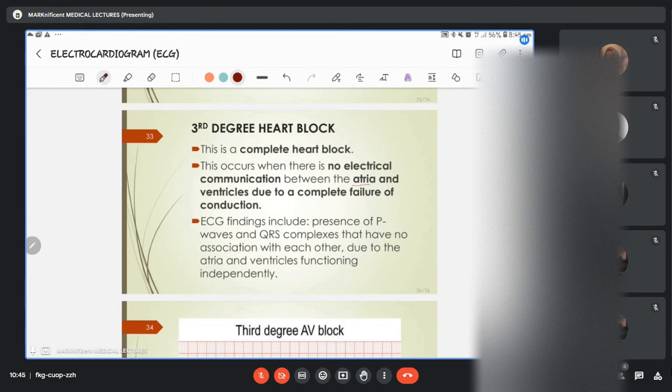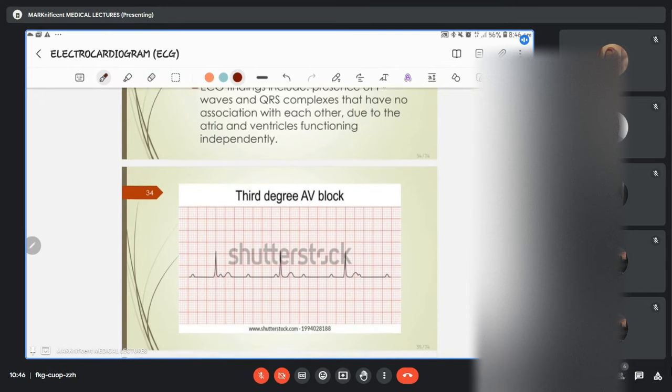The SA node doesn't really work, why? Because there's now blockage there. The ventricles will then try to generate their own impulse, which is with the help of the bundle of His first of all, before the Purkinje fibers. So that is why they've lost communication, and they are now on their own. The P waves and the QRS complex have no association with each other due to the atria and ventricles functioning independently. Now they're independent of each other.